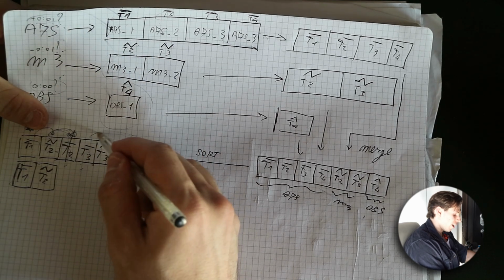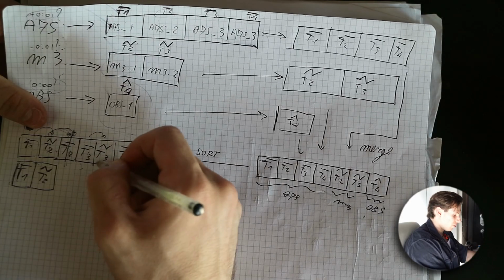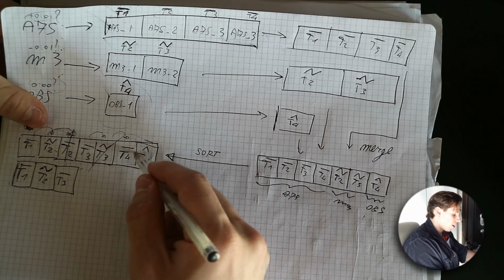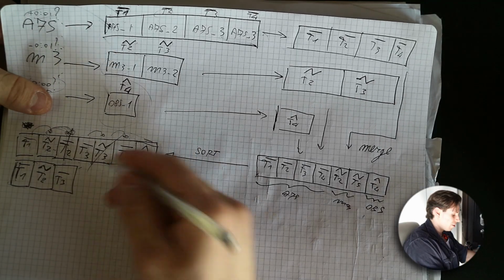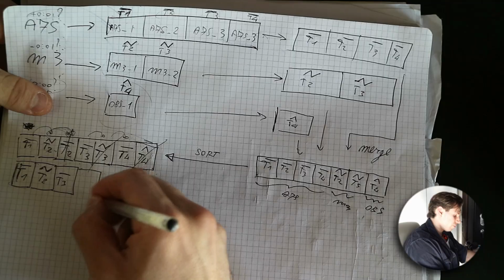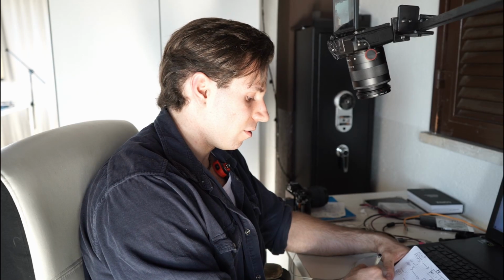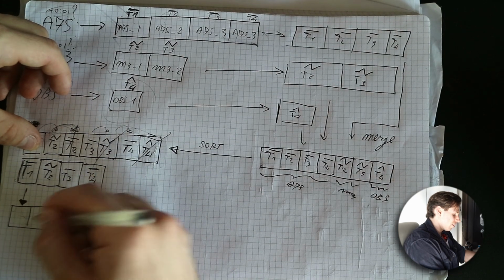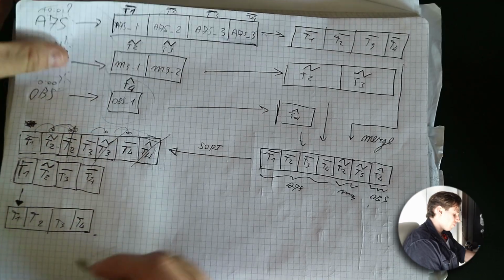Does T3 have the adjacent one similar? Yes, so delete this one. So I have T4. Does T4 have a similar adjacent? Yes, so delete this one. And this is my last array of timestamps. I can simply make them as my real reference, which is T1, T2, T3, and T4.